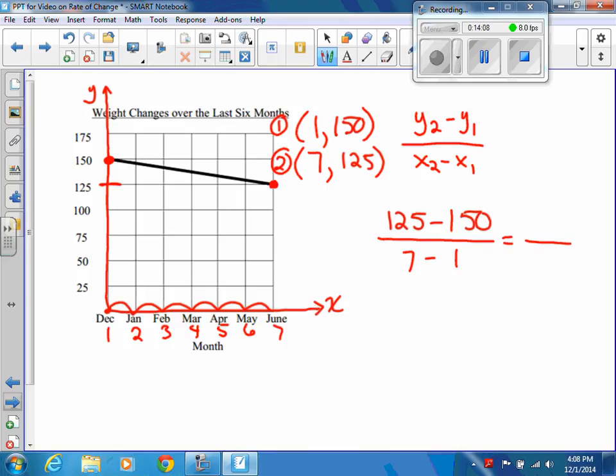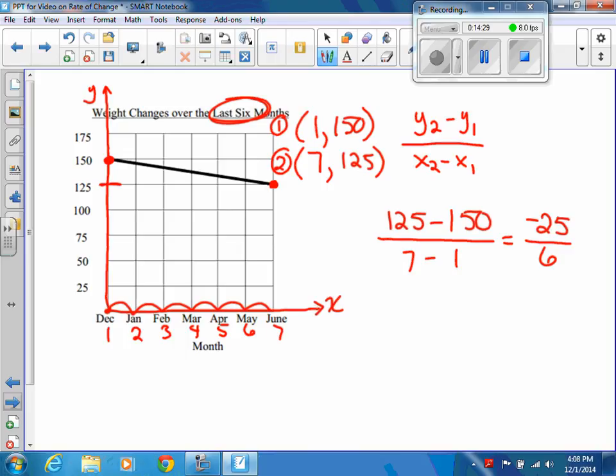Okay, when I do this math, I get negative 25 over 6. Now this is what we were looking for. If you think about it, it tells me right here in the problem the last 6 months. So my denominator has to be 6. And that's what I was getting at with the numbering of 1 through 7. And that's why it became 7 minus 1.